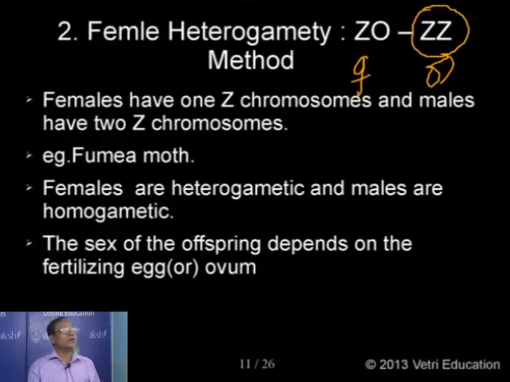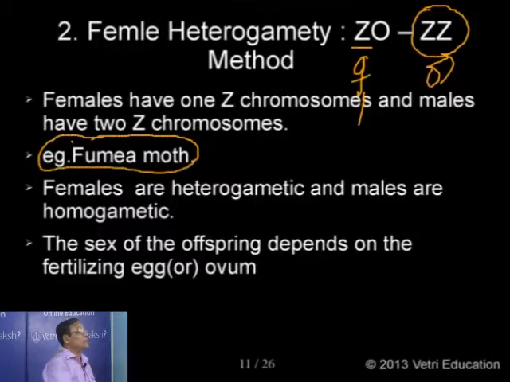The females are lacking one chromosome, that is, one sex chromosome. Instead of using X, we are using Z. Now the females have one Z chromosome and the males have two Z chromosomes. The example for this one is the large moth, Fourier mark. There the females are heterogametic and the males are homogametic.